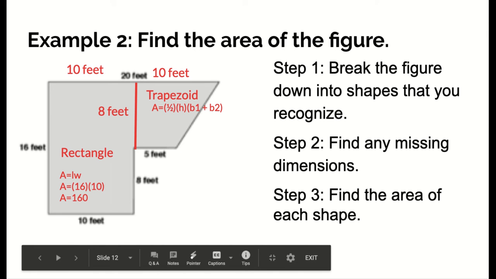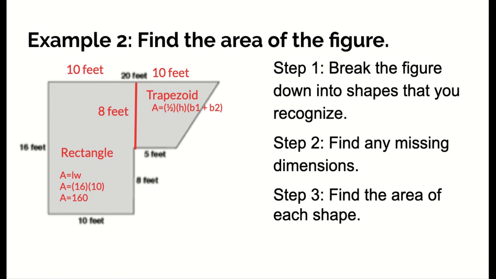We use the same formula, 1/2 times height times base 1 plus base 2. The height is 8 feet, that red line that I drew, and our two bases are the 10 feet and the 5 feet. So if I multiply 1/2 times 8, I get 4. And then at the same time, I'm going to add 10 and 5 to get 15. So the trapezoid is 60 square feet.